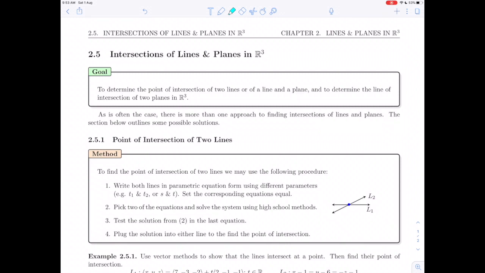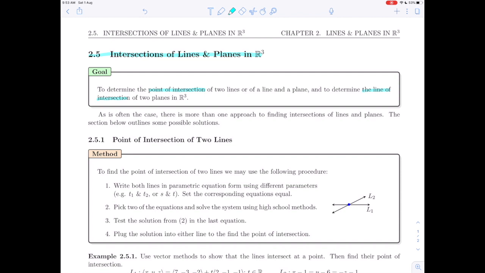Hey everyone, and welcome to section 2.5 about the intersections of lines and planes in R3. The goal of this section is to determine either the point of intersection, if we're given two lines or a line and a plane, or to determine the line of intersection if we're talking about two planes. And as is often the case, there's typically more than one way of doing this.